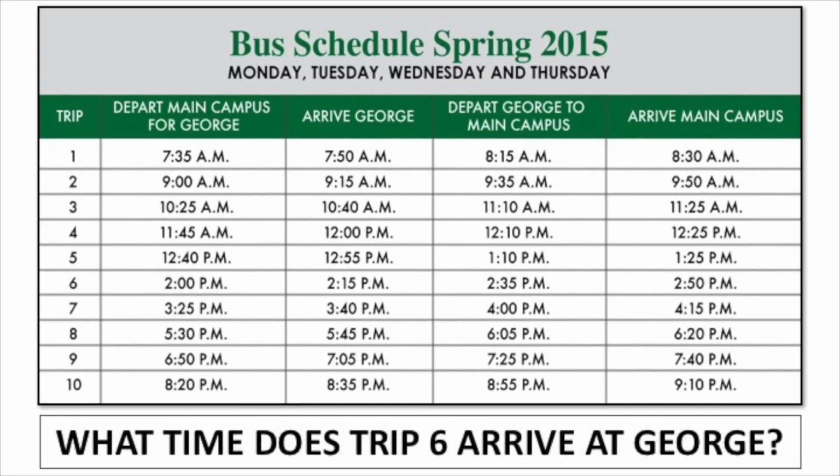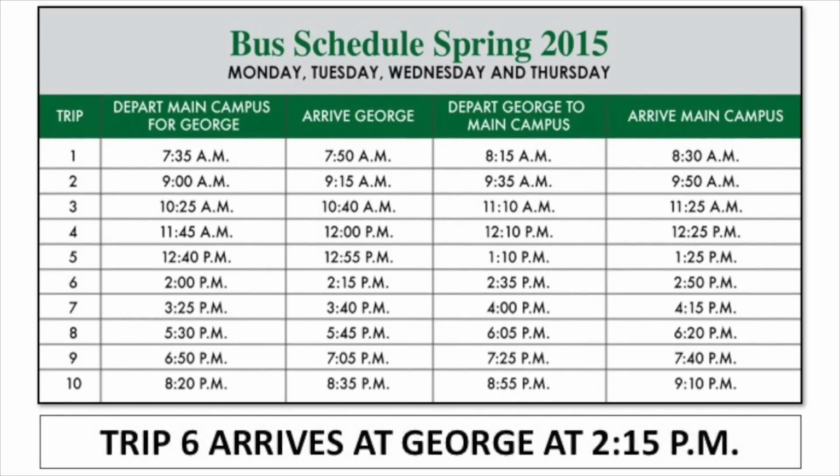Okay. Next question. What time does trip 6 arrive at George? Okay, so now let's go down to trip 6. Now we're not looking for depart main campus, it's arrive at George. So let's find arrive at George, go down to trip 6, and what time can you see? Excellent, well done. It arrives at George at 2:15 p.m. So we say trip 6 arrives at George at 2:15 p.m.